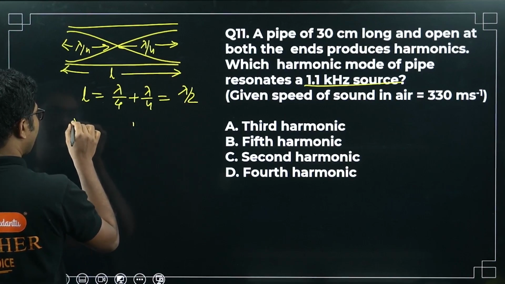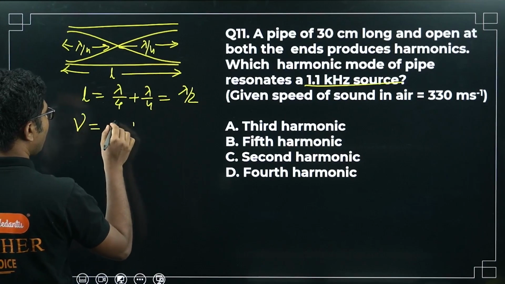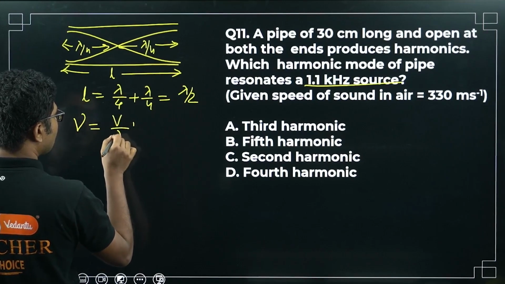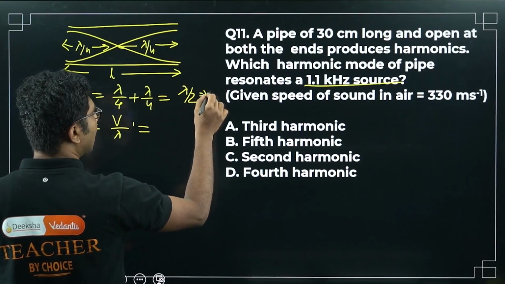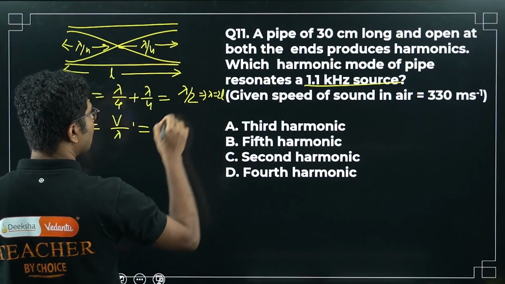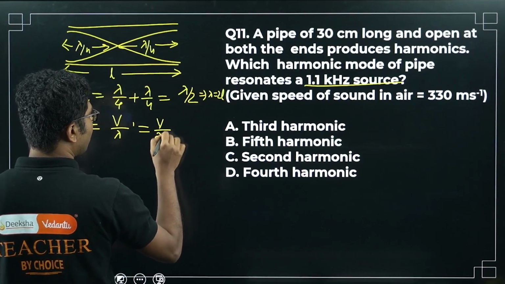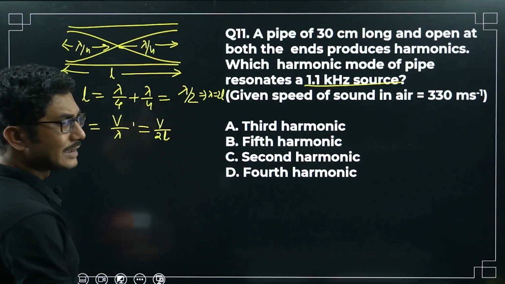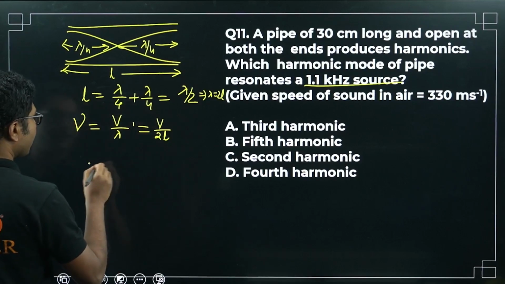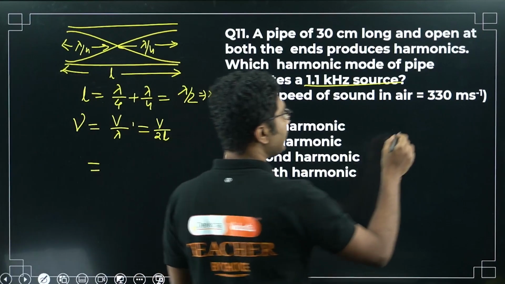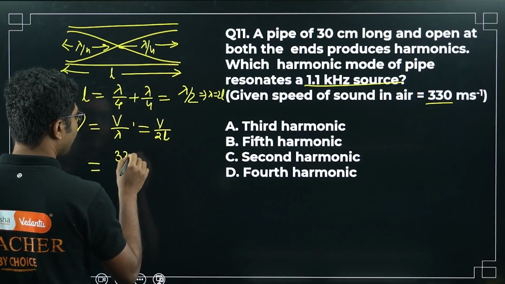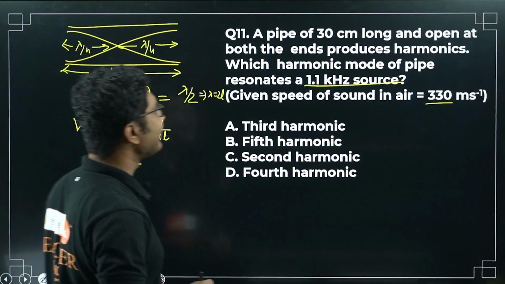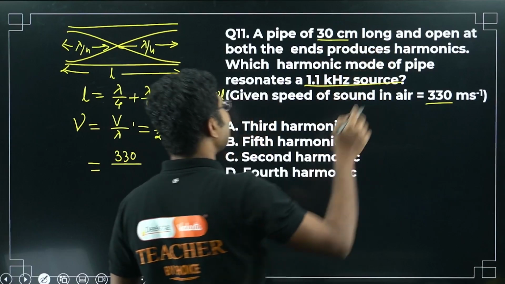V is equal to n lambda, so frequency is equal to V by lambda. So from here we can see that lambda equals 2L, so the frequency is V by 2L, right? Now let's put the values. What is the value of V given? V is 330 meter per second. And what is the length? Length of the pipe is given as 30 centimeter.